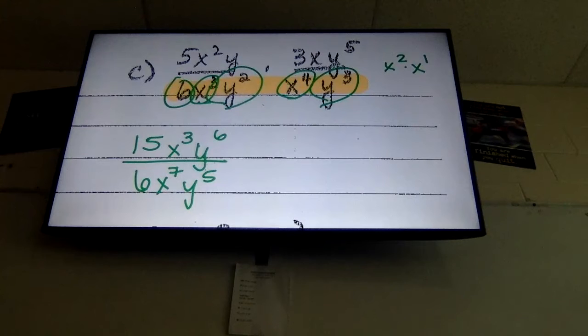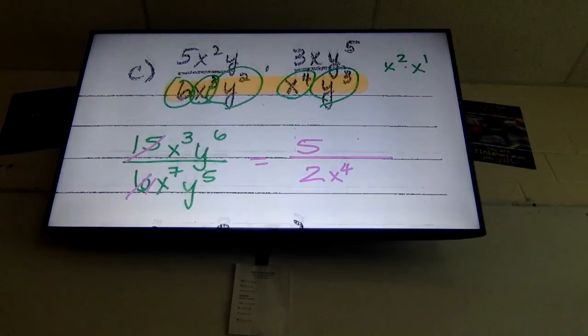15 and 6. Anything to take out? Yes. 5 and 2. Take out a 3. Take out a 3. Yeah. Good. So we get 5 over 2. All right, my x's, what does that become? Ava? So I got, and then the x would go to the bottom. Okay. The y would stay on the side. I just want to know about the x. Okay, so the bottom would be like x to the 4.